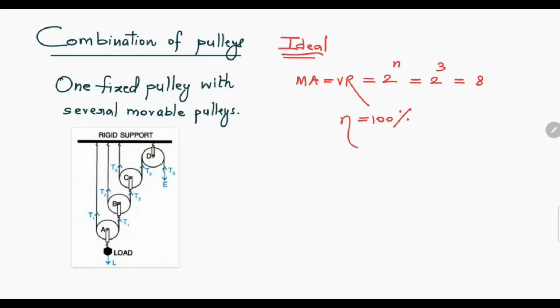And in the actual condition, that is, in an actual machine, MA will be less than 8, but VR will be equal to 8. Therefore, efficiency will be less than 100%.